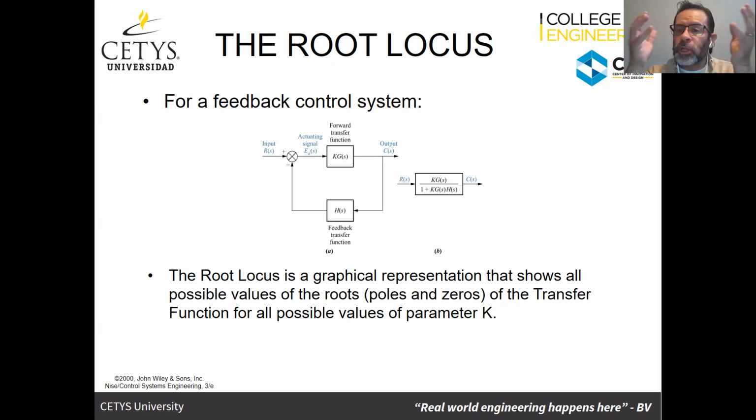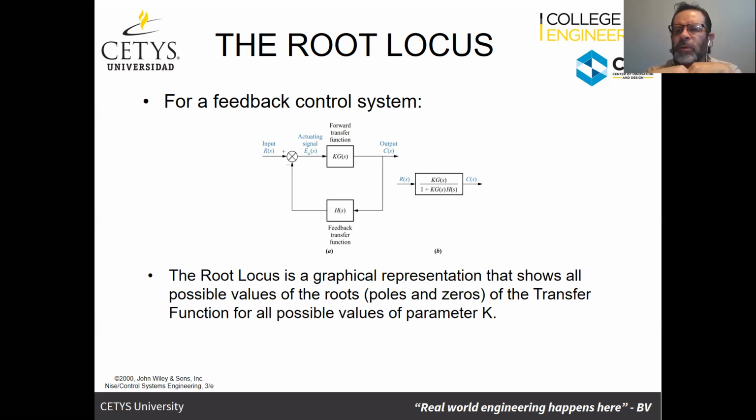So that is what the root locus is. The root locus is going to be a graphical representation of all of the possible poles that a system can have for all of the possible values of K, considering K a parameter that we can modify or change.